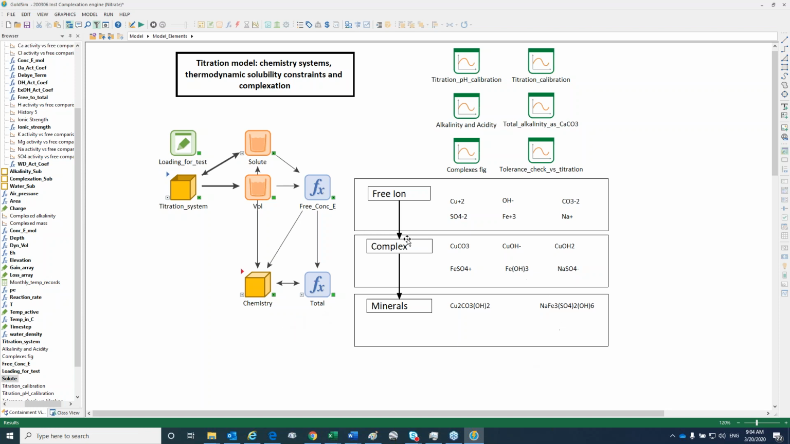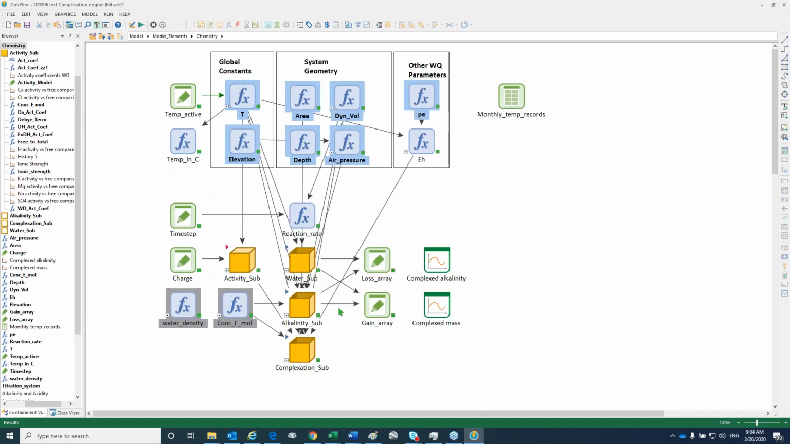Basically, there's not really too much else to talk about here. I'm going to dive into this chemistry container, and I'll show you how we have to start off. First of all, there's a number of inputs, as you can imagine. So the inputs that I currently use are temperature, elevation, the area of the surface of the container, which is exposed to atmospheric conditions, the depth of the system.